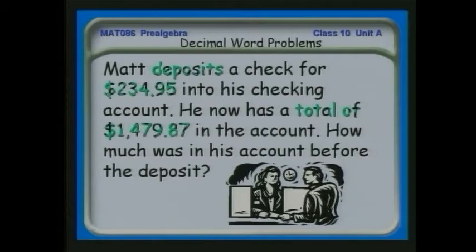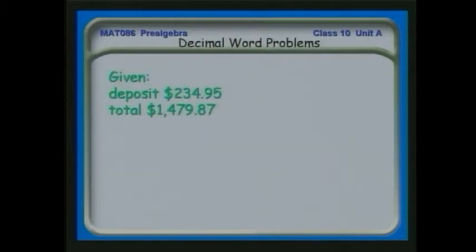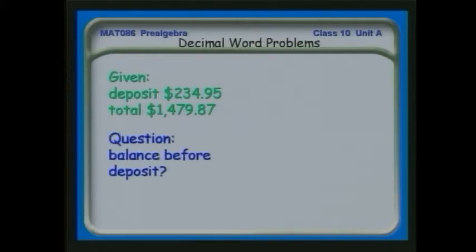Let's look for the information. We're given that he deposits a check for $234.95, and he now has the total of $1,479.87, and we're asked how much was in the account before the deposit. Let's review the information. There's what we're given, what the deposit was and what the present total is. And here's what we're asked. What was the balance before the deposit?